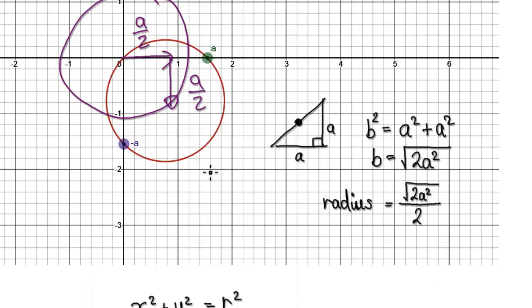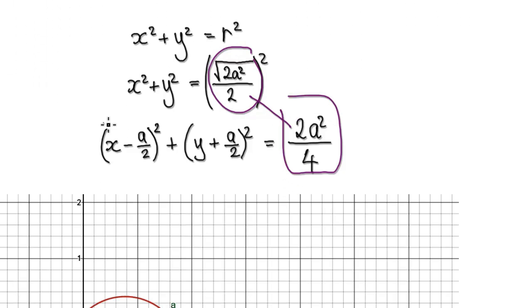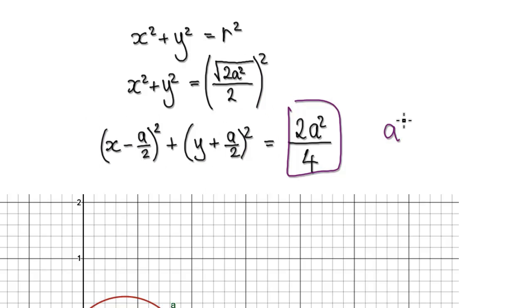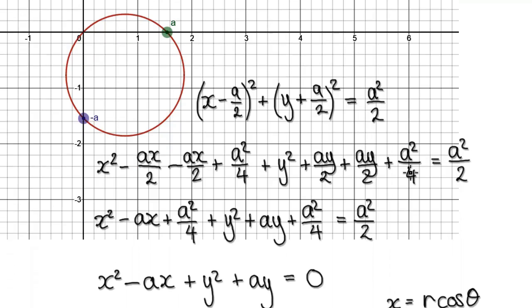So we need to drag it across. We need to translate it across by a over 2, and drag it down by a over 2. So you need a plus here and a minus here, and the radius squared is given by this, so that's a squared over 2. So the equation of this circle in Cartesian form is given by this. Now we need to convert it into polar form, and then we can integrate it.